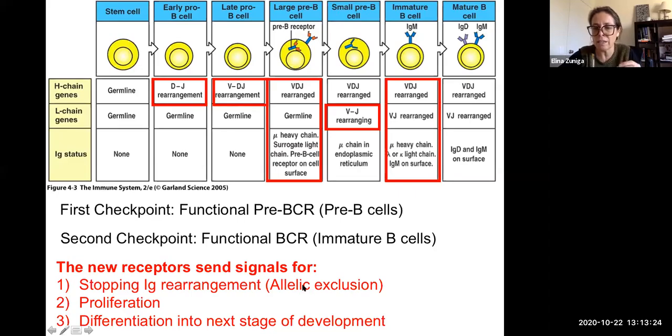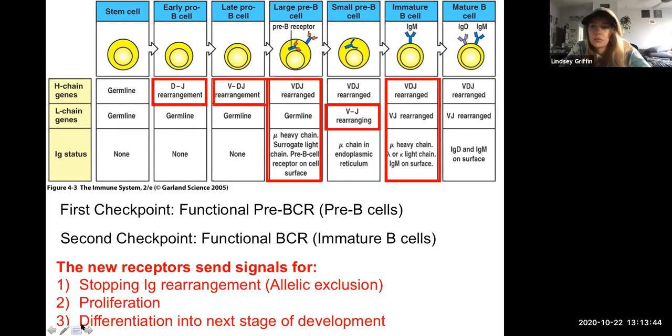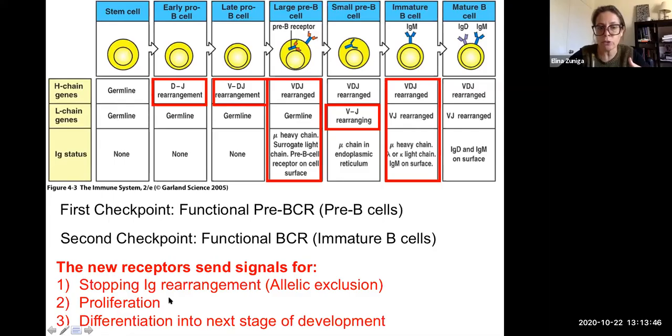And this basically at the molecular level means that the levels of RAG proteins will be very reduced, and so the cell will not be able to continue rearranging the other loci of immunoglobulin, other copies of the immunoglobulin heavy chain gene, for example. Okay, thank you. It will induce signaling that promotes proliferation and signaling that promotes further development into the next step.